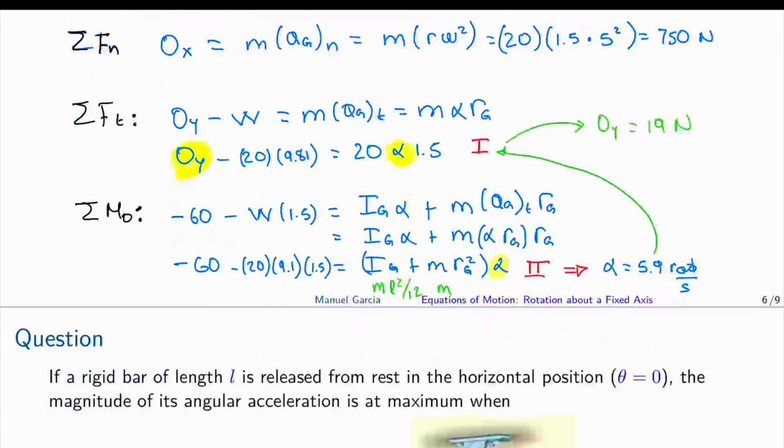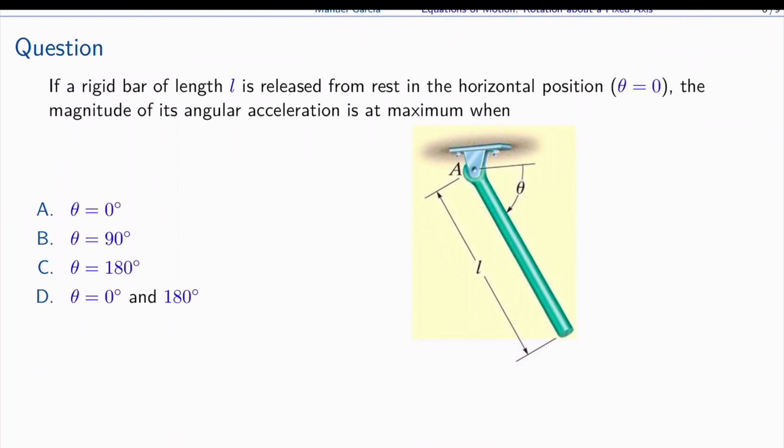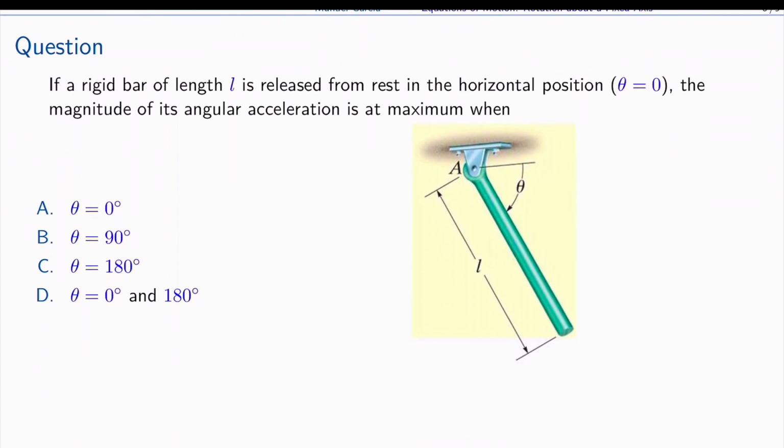Now we have a square cap question, which is not going to be a square question, but I want you to think about this. We have a rigid bar that is released from rest, from this position. The question is, what is the magnitude of the angular acceleration, and when is this maximum? At what angle will the acceleration be maximum? 0, 90, 180, or 0 and 180?